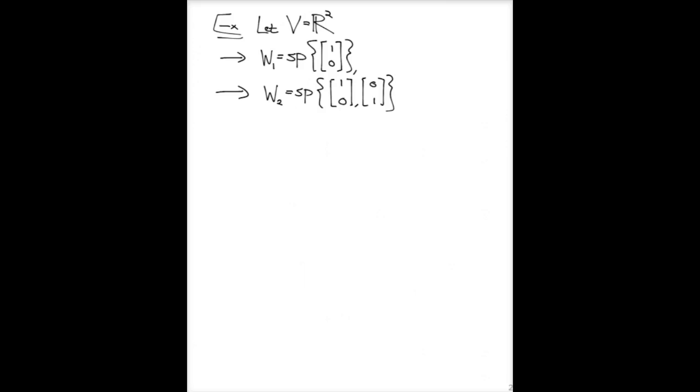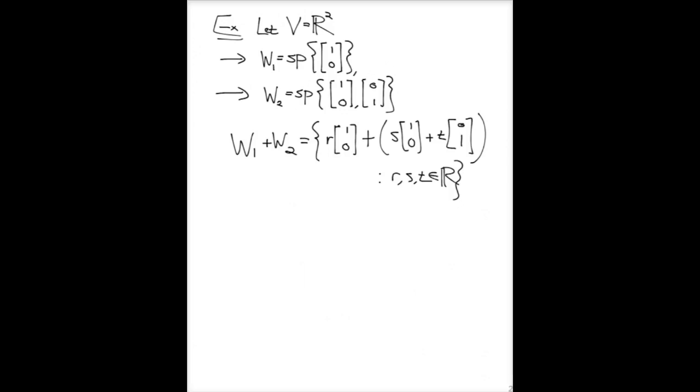And W2 is the span of the column vectors (1, 0) and (0, 1) in R2. So as another brief exercise, let's consider the sum of these two subspaces W1 and W2. So for the sum of these two subspaces, W1, W2, I take any vector in W1. Now remember, W1 is the span of this vector.